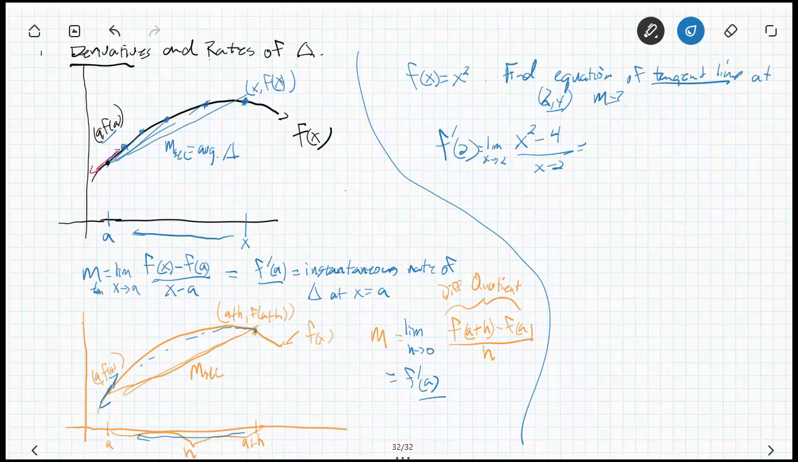Do some algebra. This becomes the limit as x approaches 2 of x plus 2 times x minus 2 over x minus 2. We cancel, which just punches the hole in the graph. We don't care about the hole, we care about the limit. And this guy becomes 4, right, as I plug it in. Hey, guess what? This is the slope of my tangent.